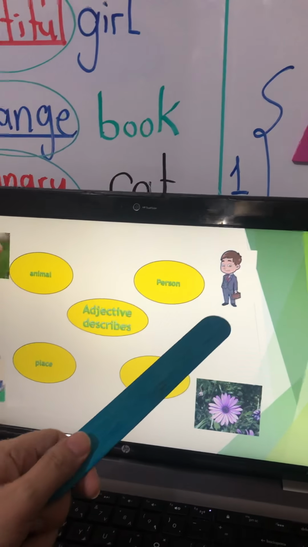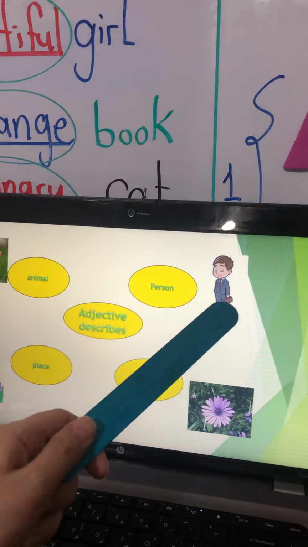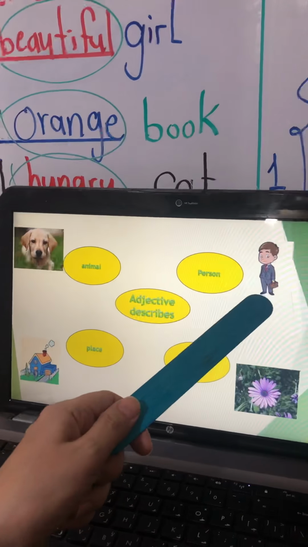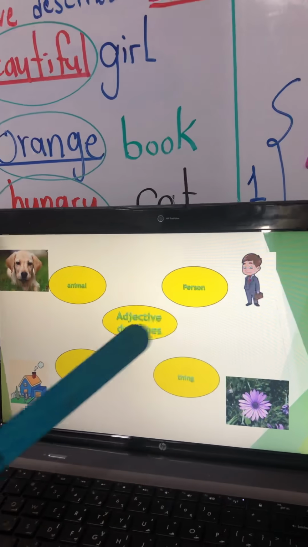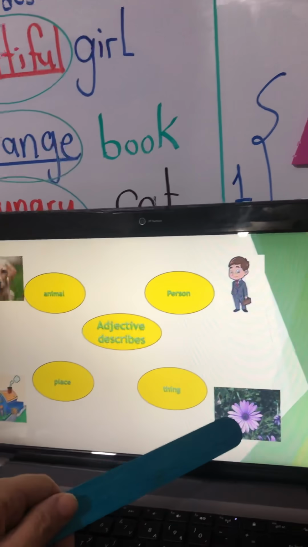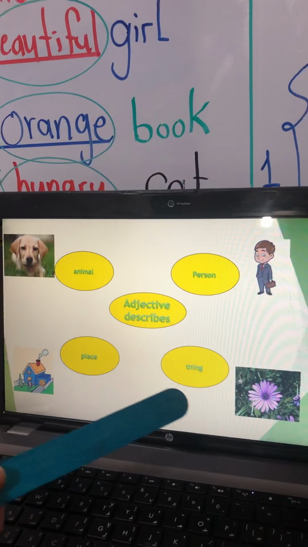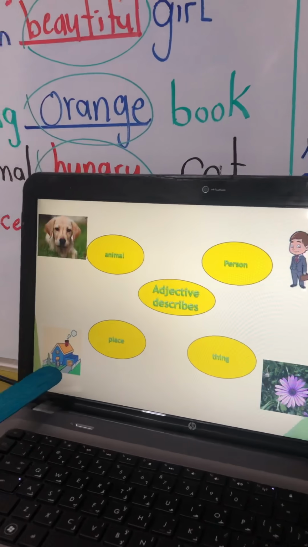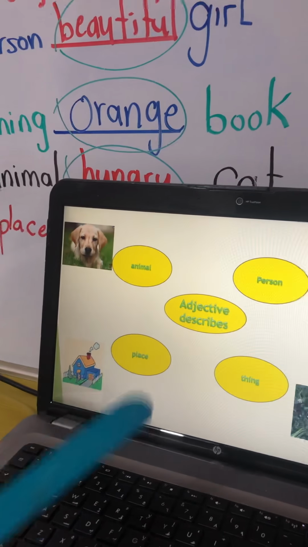I have a person here, yes. The adjective is going to describe this man, a businessman. A thing, like this flower, I am going to say a purple flower. I have a purple flower. A place, I have a beautiful house.